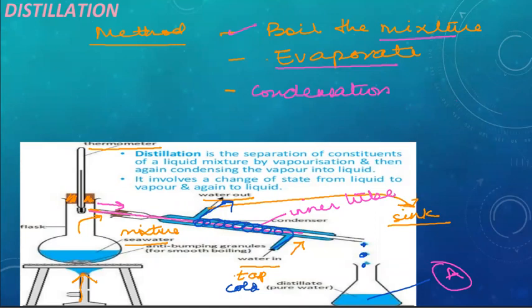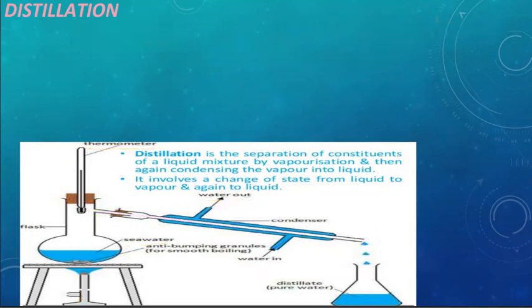So I'm doing it once again. What are the steps and how do they take place? Let's see again. What happens here? First of all, the mixture will start to boil here. Then after the mixture starts boiling, it's going to evaporate as vapors.